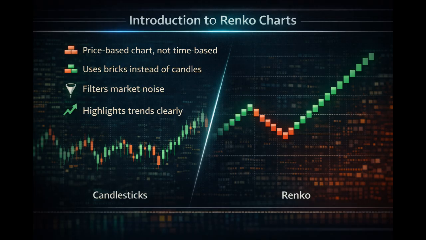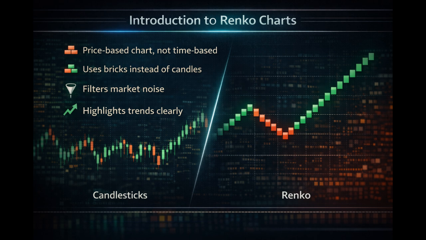Sample Renko chart. How Renko charts work. Renko charts operate using a predefined brick size. When the price moves beyond this threshold, a new brick is added to the chart. If the price moves upward, a green brick appears. If the price moves downward, a red brick appears.